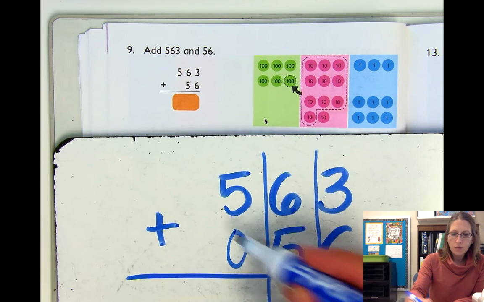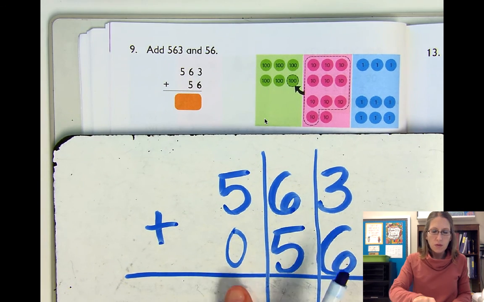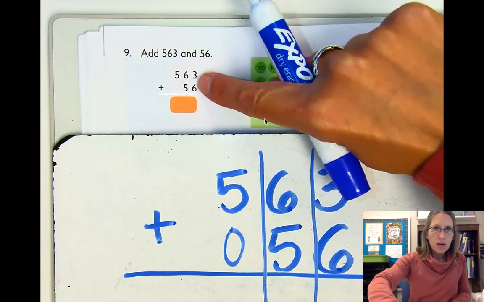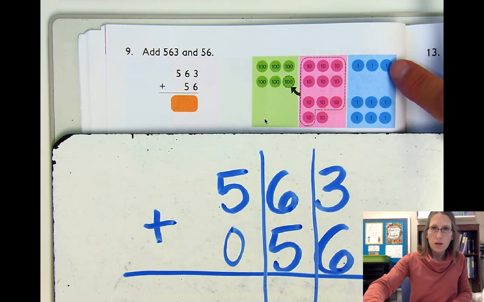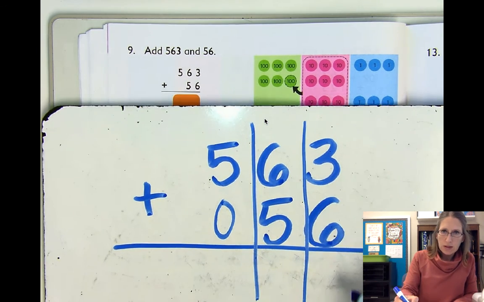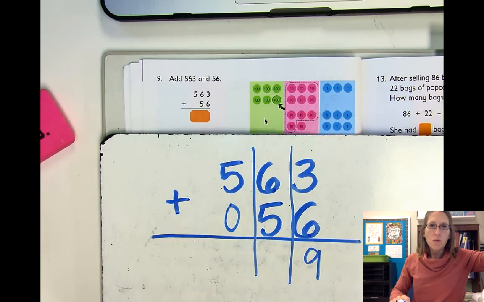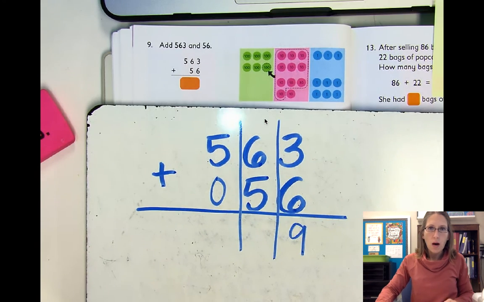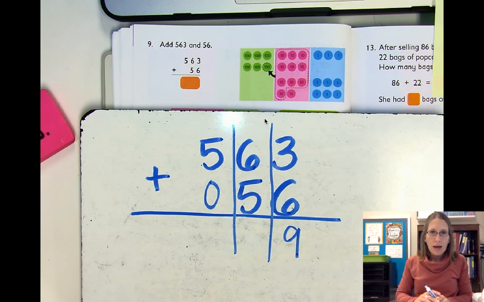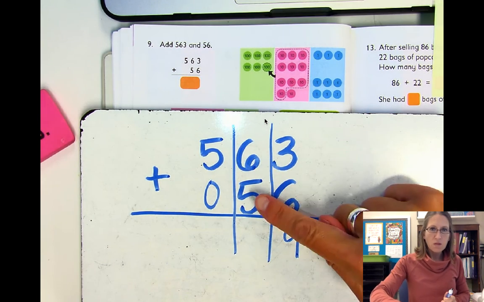If it helps you, you could put the 0 there because we don't have any hundreds in the second number. So we're going to add 3 plus 6. So you can see 3 ones plus 6 ones, and we know that's 9 ones. And then we're going to move over to our tens place. Now in our tens place, we have 6 plus 5.